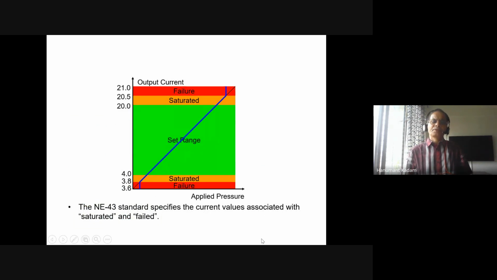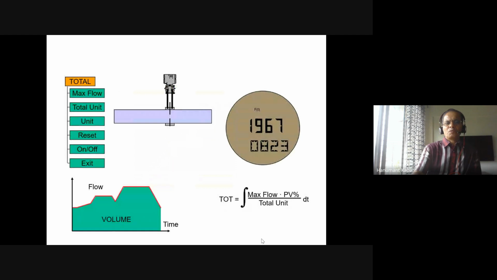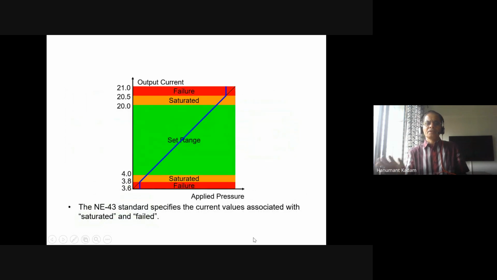In the transmitter, one important part is the display. In this slide, I'm just explaining to you. The NAMUR NE 43 is a global standard for communication or electrical signal. You can see the NE 43 standard where the current value is associated with saturated and failed. So the transmitter has two diagnostic messages: one is saturated, another is fail.